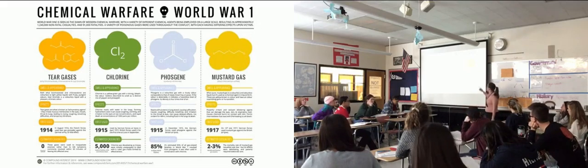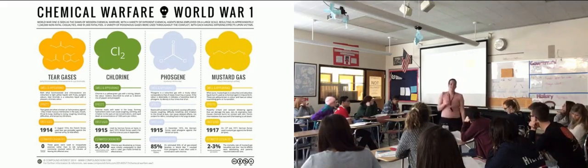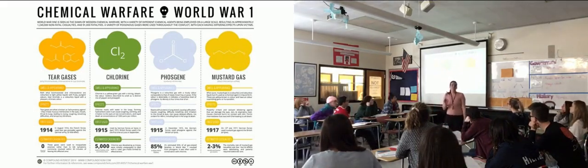Now, continuing to go over here as well, phosgene was not used as much, but was actually a lot more deadly. About 85% of people affected with phosgene gas did die. And then over on the far right is the one that you've probably heard of the most, which is mustard gas. Now, mustard gas actually didn't kill that many. It only killed about 2% of the people who it came in contact with.